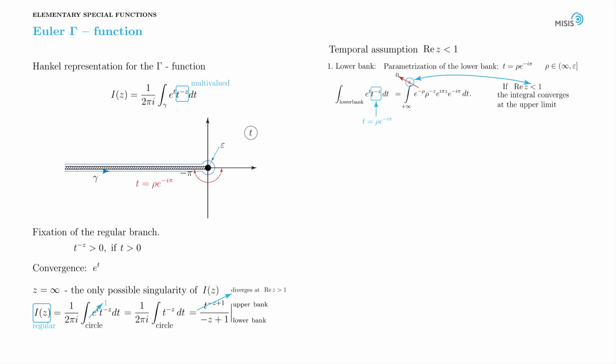Finally, we have the integral. Changing e to the minus i pi to minus 1, and interchanging the limits of integration, we arrive at the following expression. We can also put the constant factor e to the i pi z in front of the integral. So what is left under the sign of the integral is now very recognizable. It's simply the integral representing the gamma function of 1 minus z. So now we get the answer for the lower bank integral.